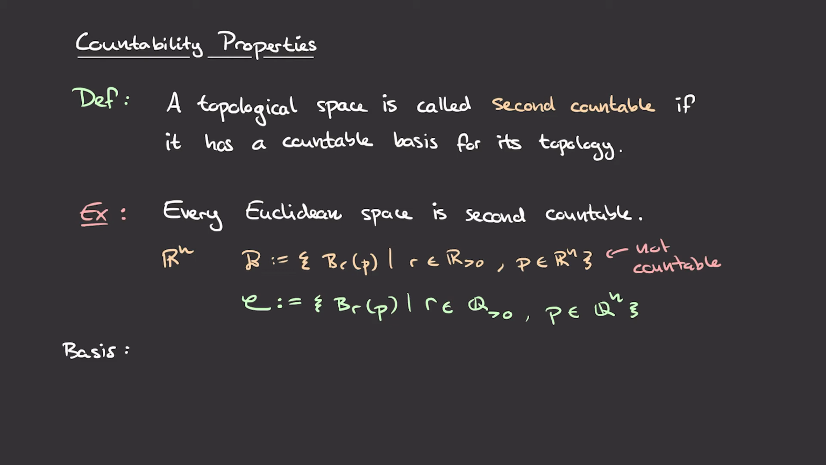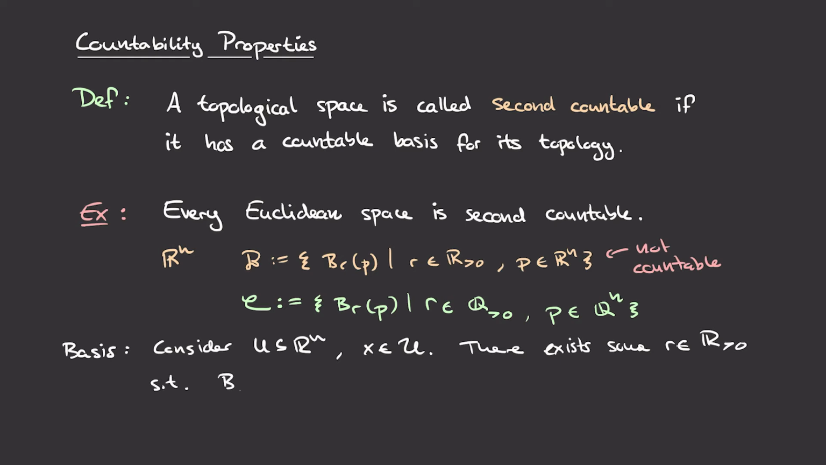To show the second property, let's consider an open subset U of R^n and some point x in U. Now, by the definition of what it means to be an open subset of Euclidean space, there exists some radius r, which is a positive real number, such that the open ball of radius r around x is contained within U. Now, by basic properties of rational and real numbers, there is some q in the positive rationals with q less than or equal to this radius r.